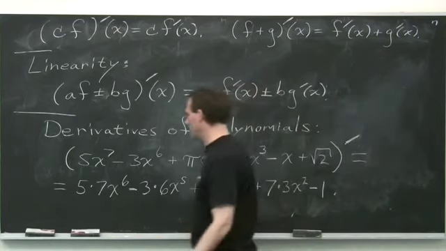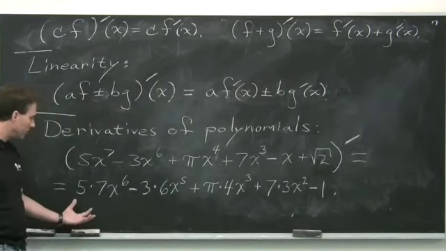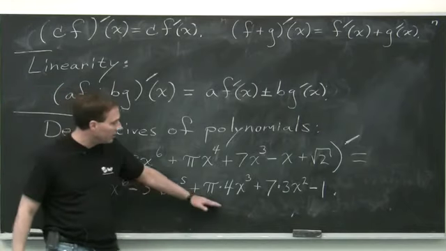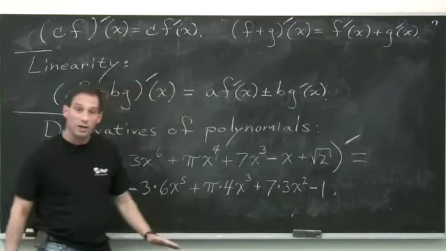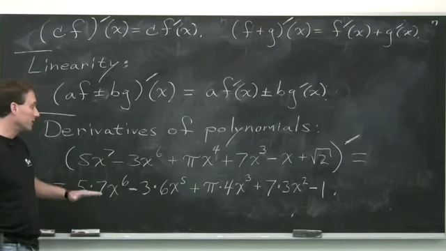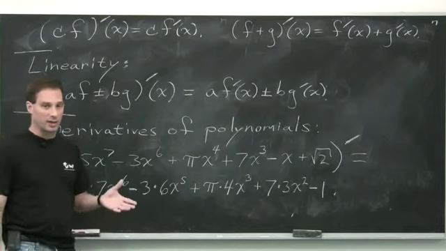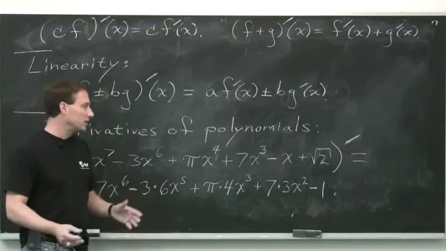You can simplify it. You can neaten it up a little bit, right? This is 35 and minus 18 and 4 pi and 21x squared. But we finished differentiating. This is the derivative of that complicated thing. We don't use the definition anymore.